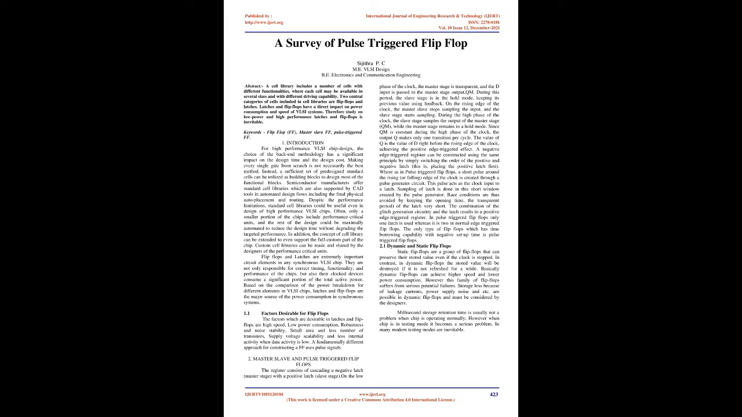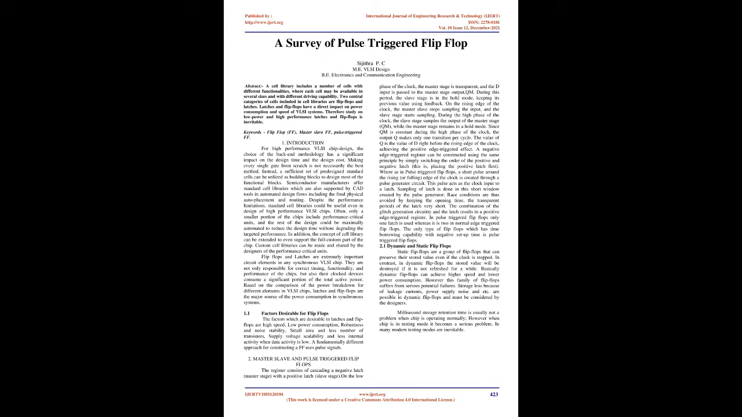Since QM is constant during the high phase of the clock, the output Q makes only one transition per cycle. The value of Q is the value of D right before the rising edge of the clock, achieving the positive edge-triggered effect. A negative edge-triggered register can be constructed using the same principle by simply switching the order of the positive and negative latch, that is, placing the positive latch first.